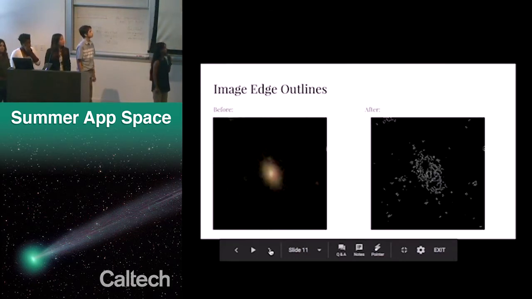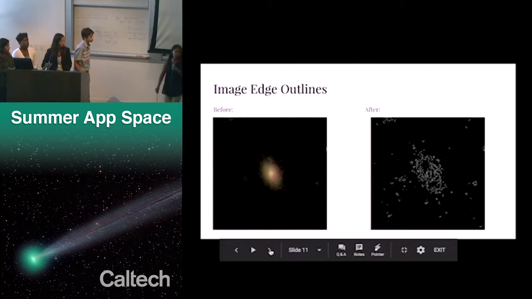So this first slide is for our code that we wrote to show us the edges of a galaxy within a picture if it's hard to see that specific galaxy. So this will be the original picture, and then the code will give us this for a black and white pixeled image, so it's easier to see the shape of this galaxy.